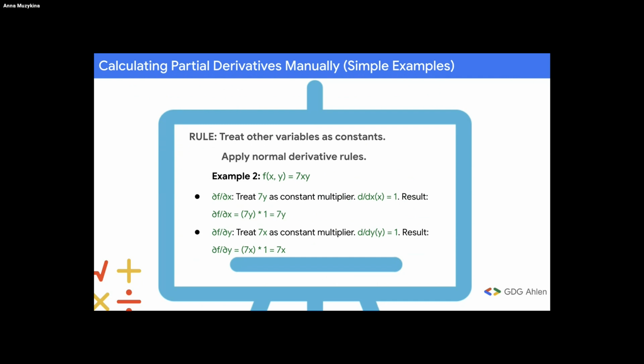To find del f, del y, treat x as a constant. So 7x is a constant multiplier attached to y. The derivative of y with respect to y is 1. Therefore, del f, del y equals 7x multiplied by 1, which equals 7x. Once you get the hang of treating the other variables as constants, it is just applying the regular differentiation rules you already know.